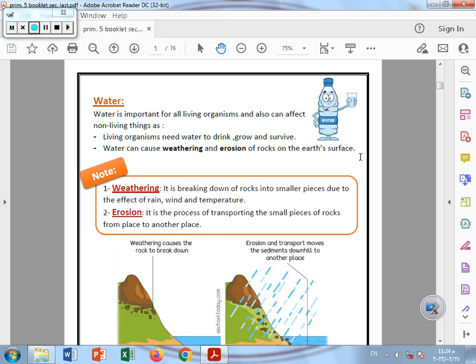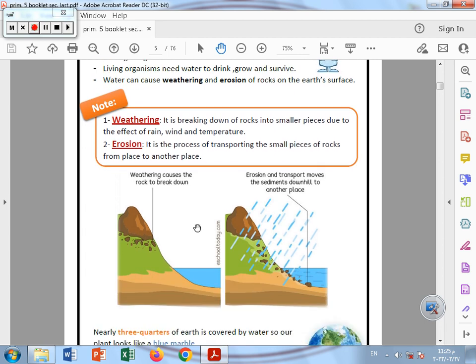Weathering is the breaking down of rocks. So when the water breaks down rocks into smaller pieces due to the effect of rain, that's called weathering. But when the water transports or moves these small pieces from one place to another place, that's called erosion. As we can see from this picture, the breaking down of the large rock into smaller pieces is weathering. When it's raining like this, the water moves the particles from one place to another place, and that's called erosion.